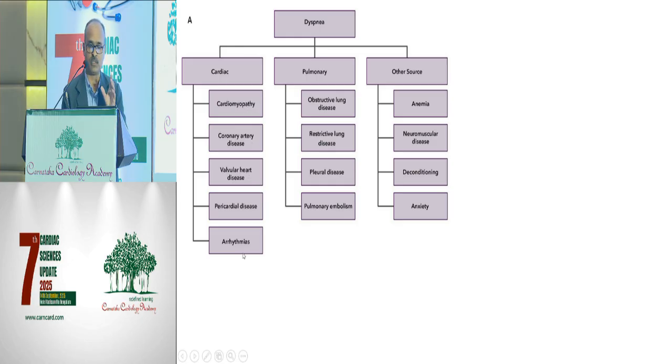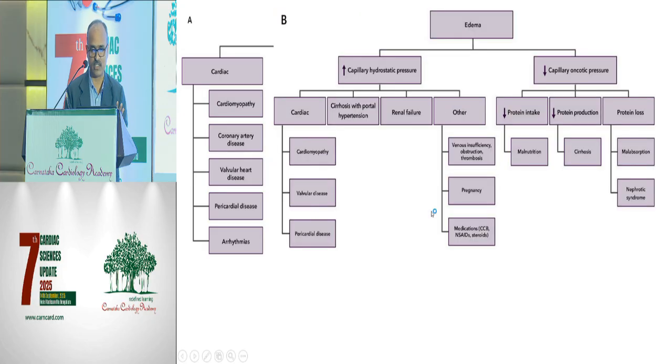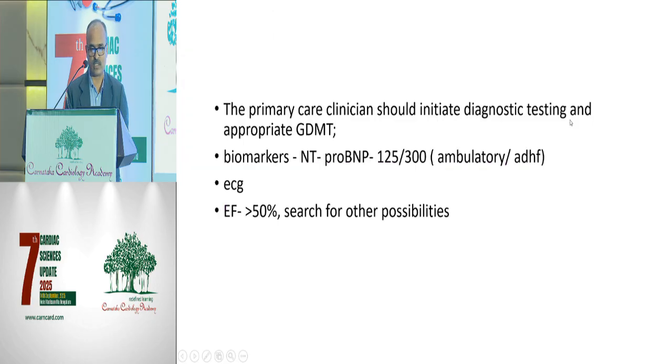So you have to find out if it is cardiac, whether he is having cardiomyopathy, coronary artery disease, valvular, pericardial, or arrhythmias responsible for his cardiac problems, or if there are any pulmonary causes like COPD, restrictive lung disease, pleural disease and pulmonary embolism, other causes like anemia, neuromuscular disease, deconditioning, and anxiety. Then again, the edema may be due to lymphatic obstruction or increased capillary hydrostatic pressure, cardiac, liver or renal failure, or if it is non-cardiac, like reduced protein intake or protein loss.